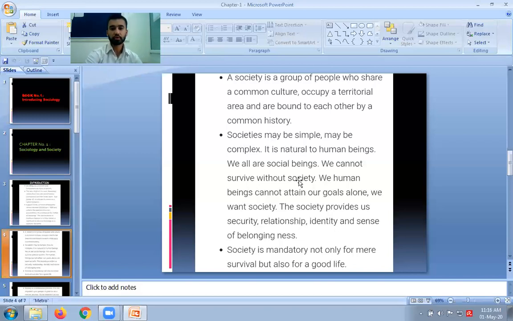All right. So I'm sure you are understanding what I'm trying to make you understand here. We all are social beings. We cannot survive without a society. We human beings cannot attain our goals alone. We want a society. The society provides us security, relationship, identity, and a sense of belongingness, right? So there are always certain emotions and sentiments in the society, right? We get a lot of security from the society. We get security from our family as well. There are relationships in the society. We belong to different institutions. They all play their role to serve our needs, to cater to our needs, right?